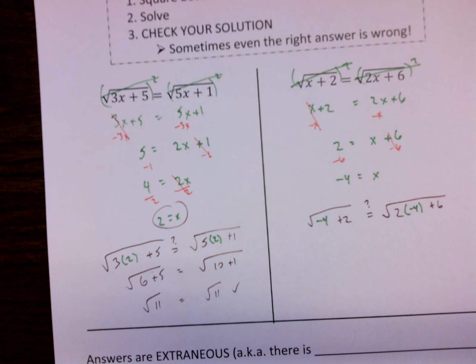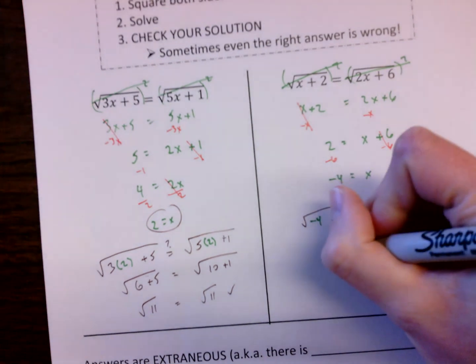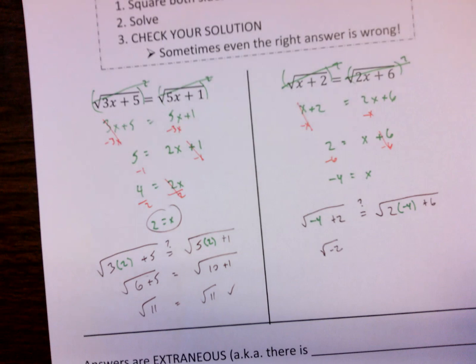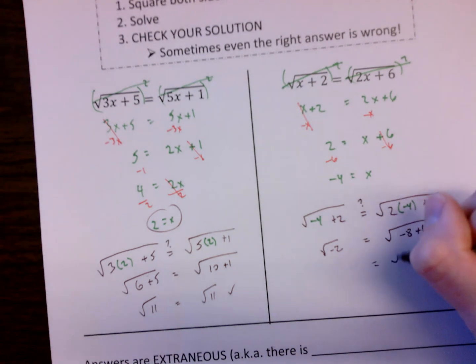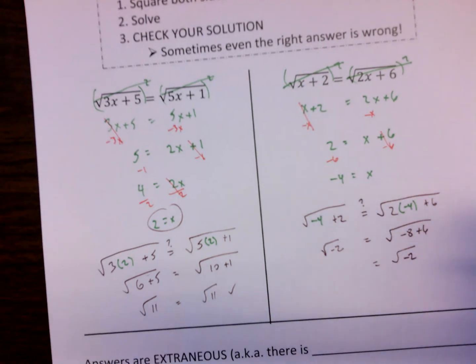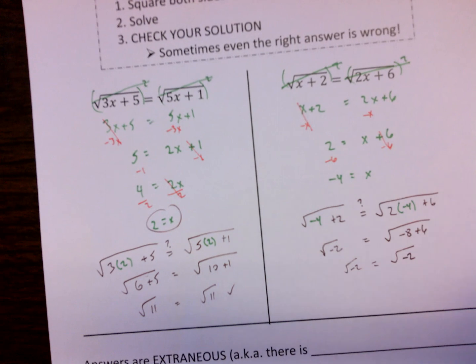All right, and let's check and see what happens. So negative 4 plus 2 is negative 2. So I got the square root of negative 2. And on this side, I'm going to get, see, 2 times negative 4 is negative 8. And then negative 8 plus 6 is negative 2. So we did end up with something that appears to be true, right?